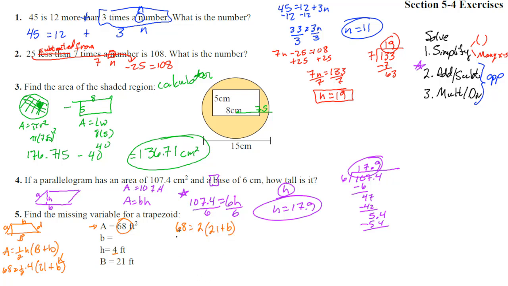Okay, so we have an equation. Woohoo! Let's solve it. Simplify. Do we have parentheses? We do have parentheses, so let's distribute that in. 68 equals 42 plus 2b. Now we add or subtract to get the b closer to by itself. So subtract 42 from both sides. We get 2b equals 26. Divide by 2, divide by 2. B is going to equal 26 divided by 2. That is 13. Comes out nice. 13 feet. Excellent.